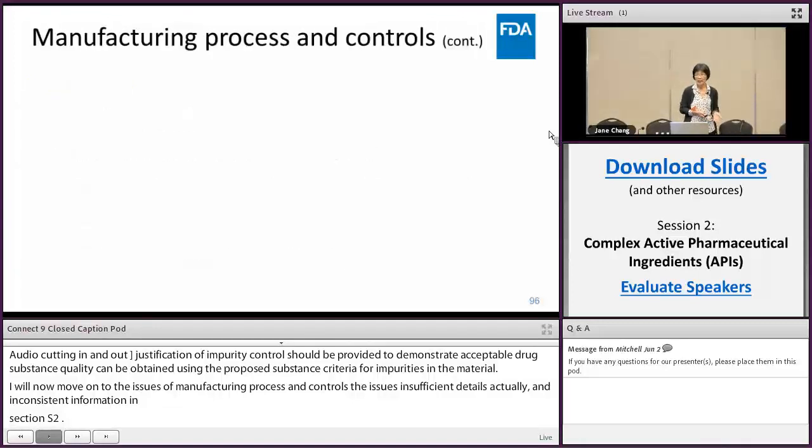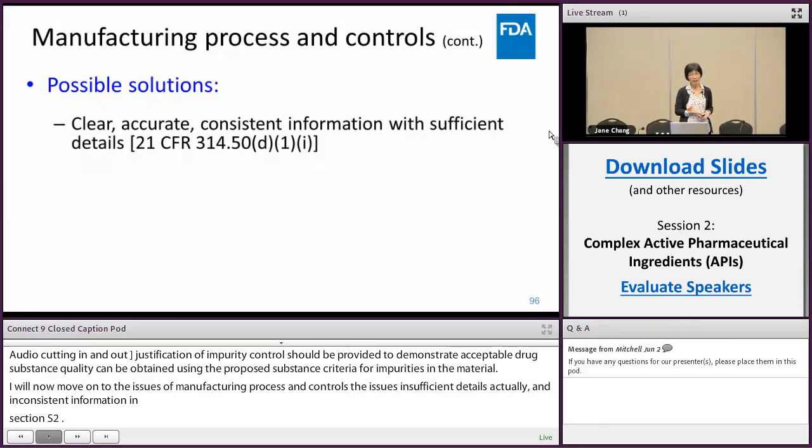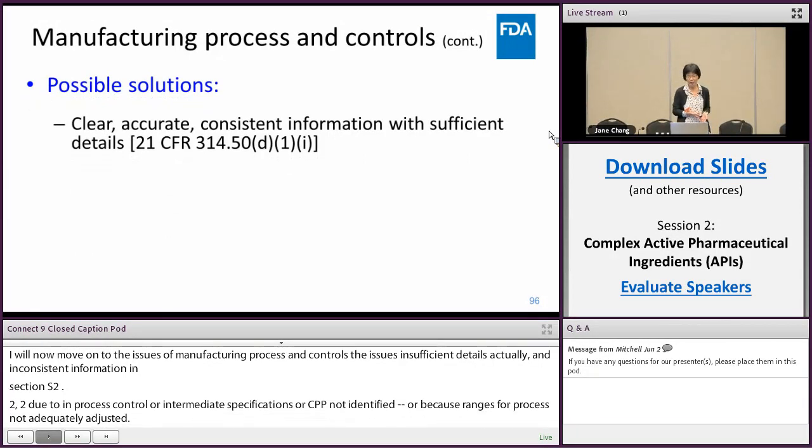So to address these issues, the applicant should provide clear, accurate, and consistent information with sufficient details in this application. Because of the complexity of the drug substance, usually there's a huge amount of information in the submission. However, that's not to be used as an excuse for unclear or inconsistent, inaccurate information.